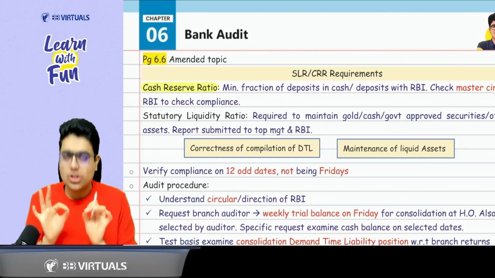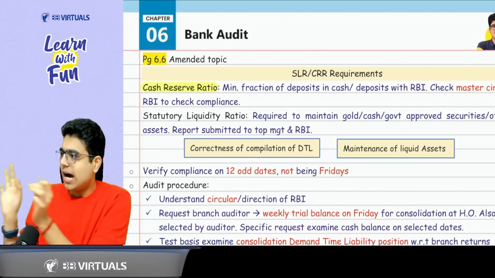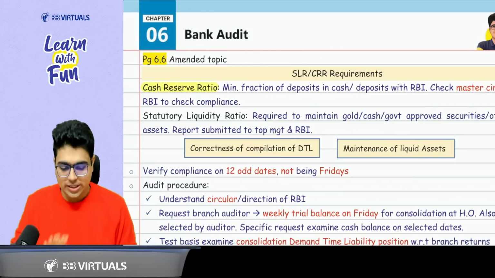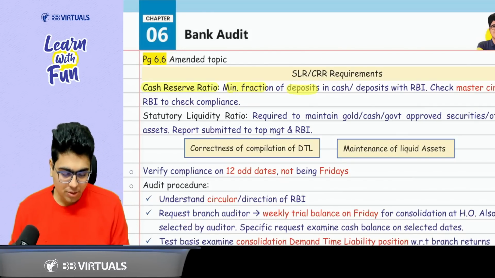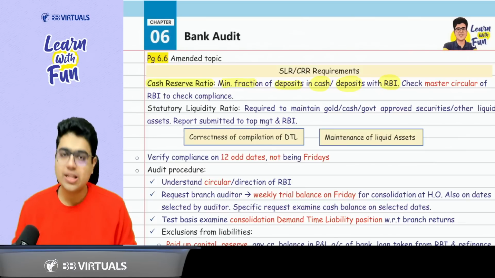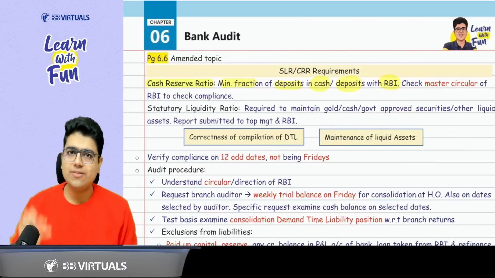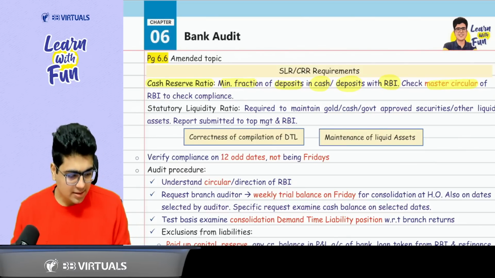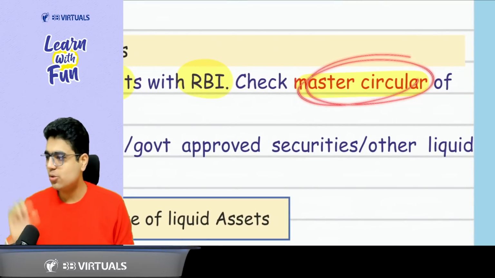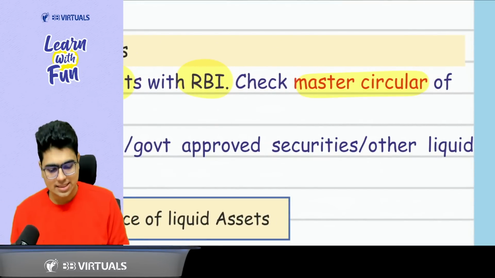So some portion of the deposit they are required to keep with RBI, that is the Reserve Bank of India. They say that a minimum fraction of the deposits should be in the form of cash or deposits kept with RBI. Now, how to deal with this? For this, you need to check the master circular of RBI. Whatever is stated in the master circular of RBI, those directions need to be followed in this case. Is this basic point clear to you?